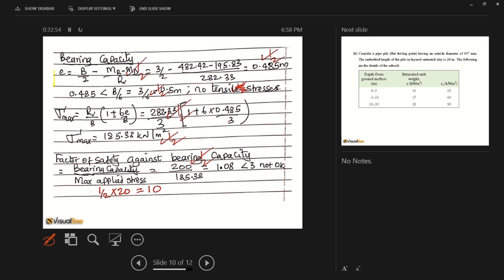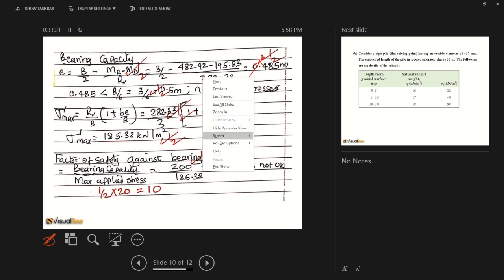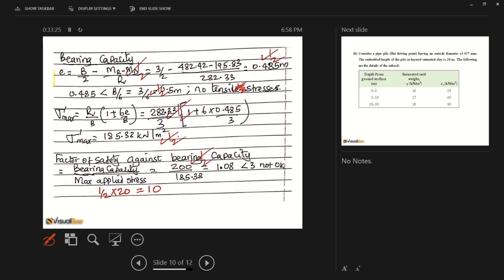So we substitute the E we have calculated from there, and then the rest of those you already know, and we get 185.38. Then the factor of safety is the bearing capacity over the maximum applied stress, which is 200 over 185.38, 1.08, less than 3, which is not okay. So these are very simplified ways of finding eccentricity, and we can prove where that equation comes from in your materials.